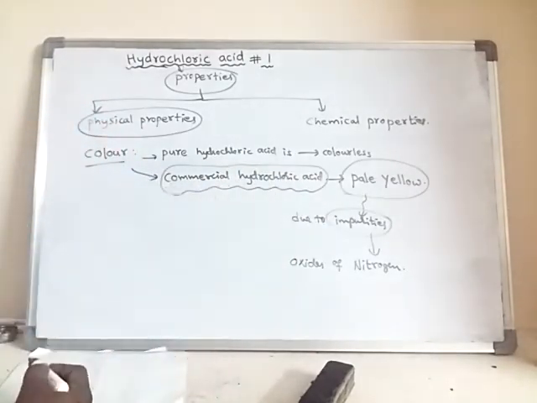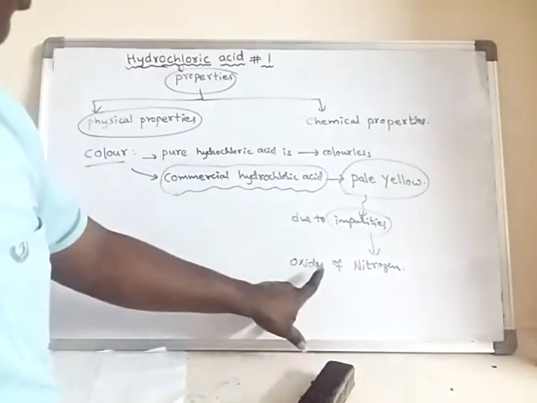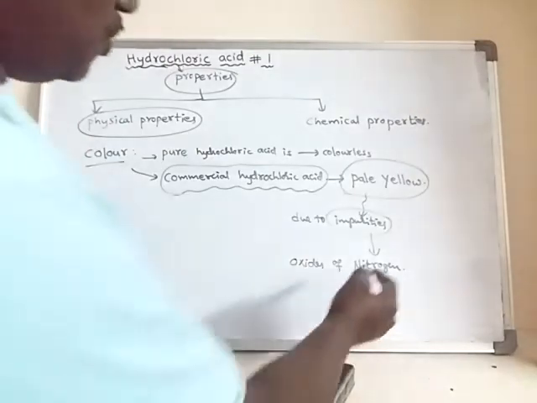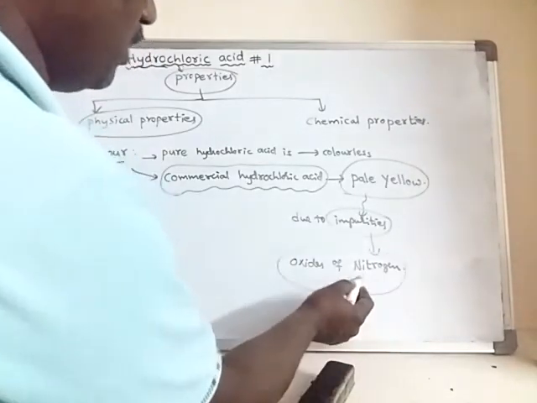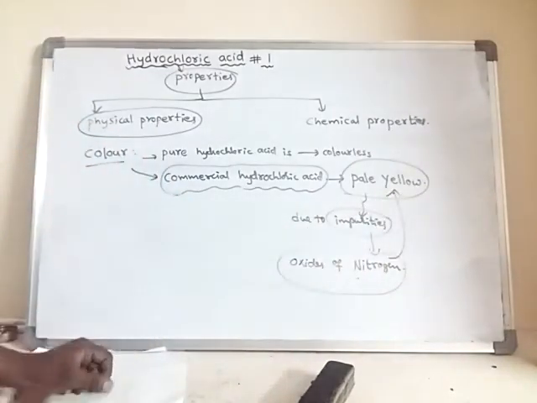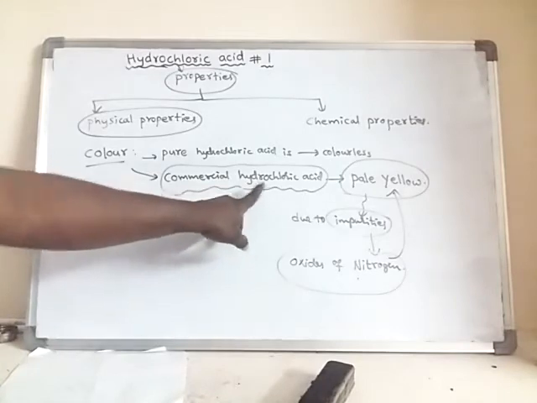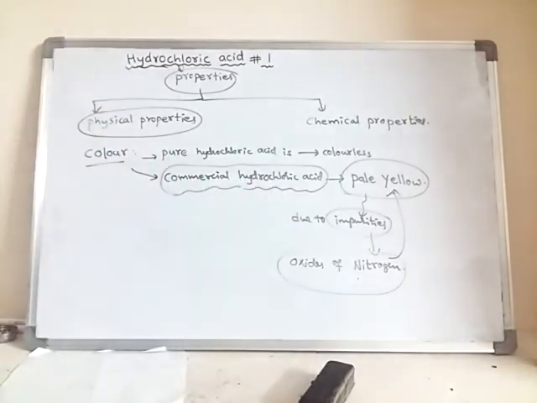So this is not pure because there are some impurities present in it. What is the main impurity? Oxides of nitrogen. These oxides of nitrogen make the hydrochloric acid appear pale yellow in color. Due to the presence of oxides of nitrogen, the commercial hydrochloric acid, as it is not pure, appears yellow in color.